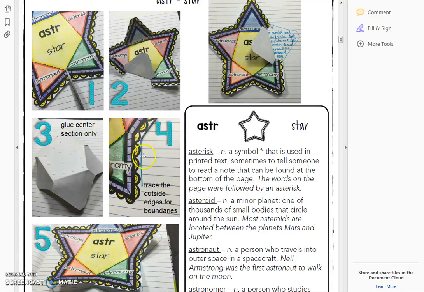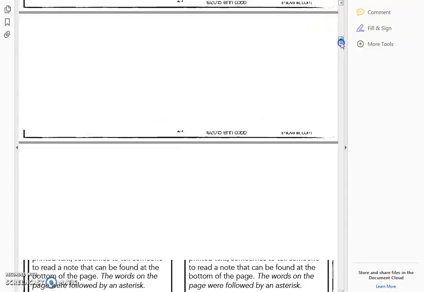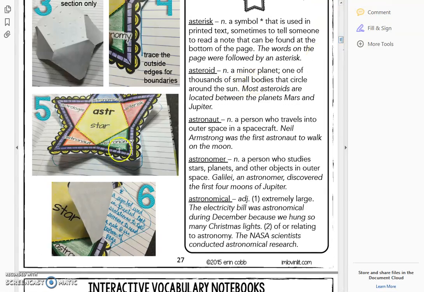The fourth step is to trace the outside edge so that you have a boundary. And the fifth step is to then write the definitions. So you can see how this looks, just like this. So this is after it has been traced. And so then the sixth step is to write the definition under each flap. Now you can find the definition of the words right here.